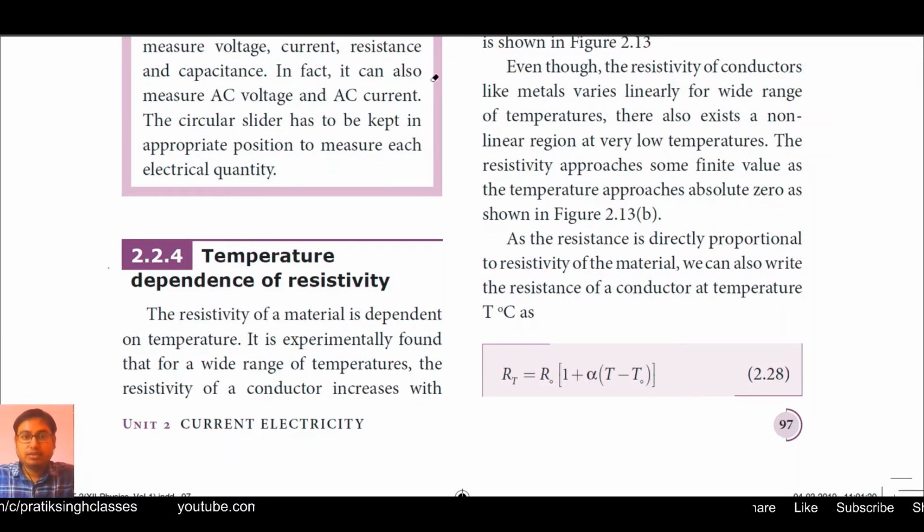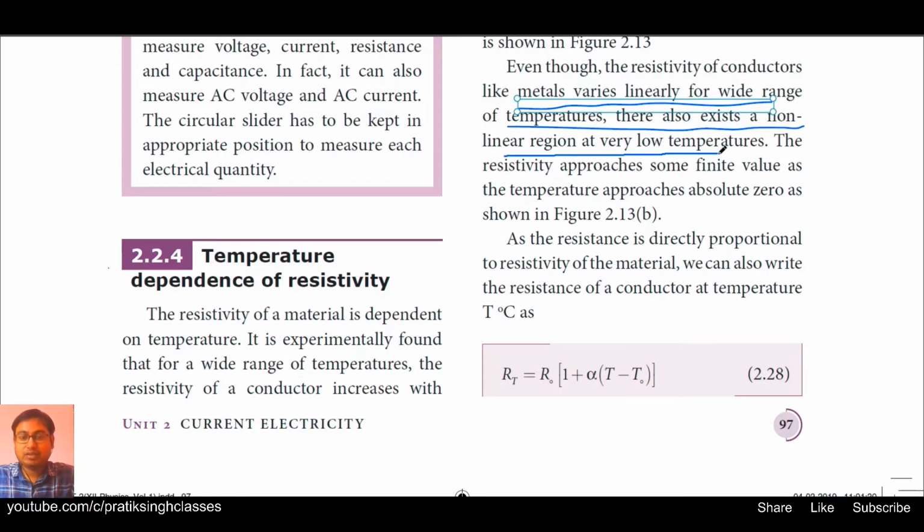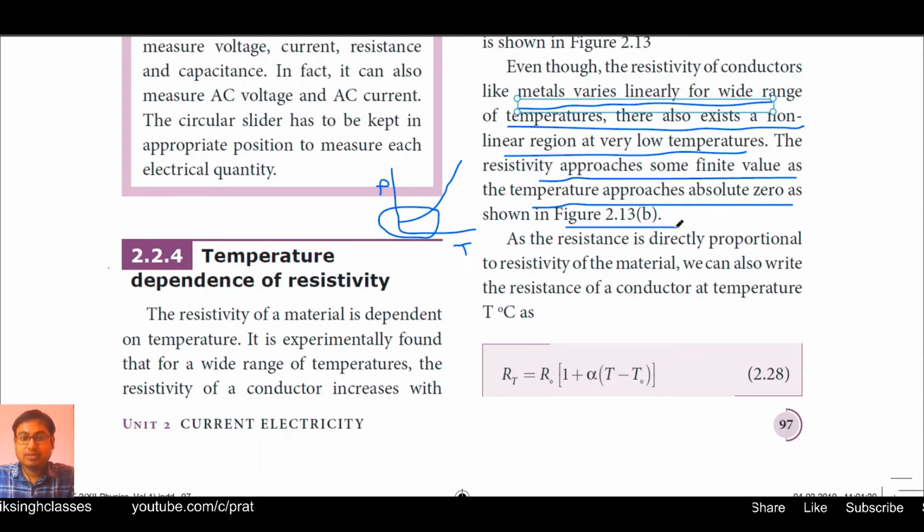Even though the resistivity of conductors like metals varies linearly for a wide range of temperatures, there also exists a non-linear region at very low temperatures, as we have seen earlier. The graph up to some lower temperature is non-linear. On the x-axis we have temperature and on the y-axis we have resistivity. The resistivity approaches some finite value as the temperature approaches absolute zero, as shown in figure 2.13b, as we have seen in our earlier slide.